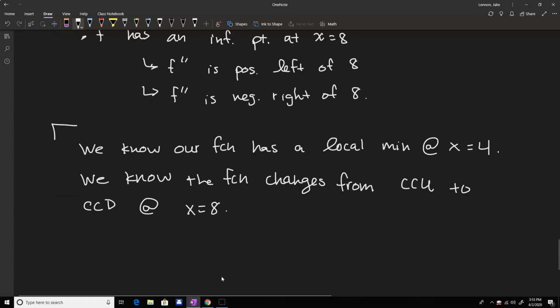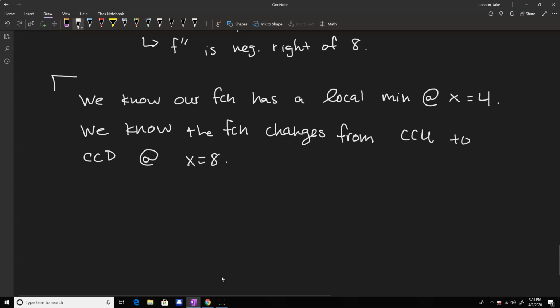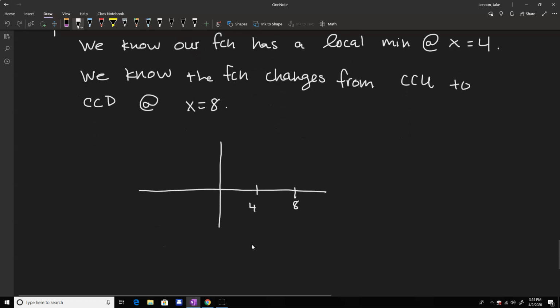So you may want to pause your video and try and draw the example function you might think of. That's what I do if you're in class. But there's lots of different ways that you can do this. But basically, we have our two values that we care about, 4 and 8. And we need to make a minimum value here, so let me just make my minimum somewhere down here. And then I need to be changing from an upward U-shape to a downward U-shape at 8.